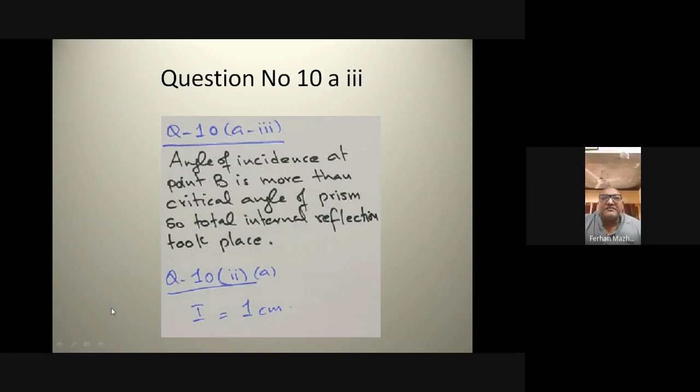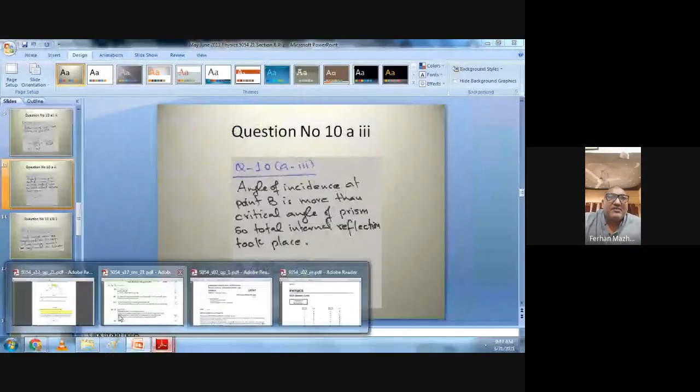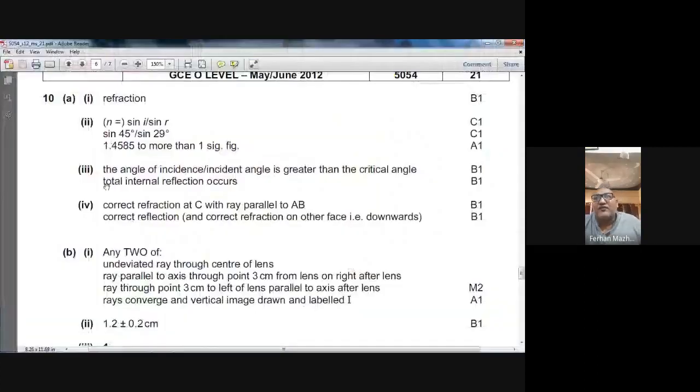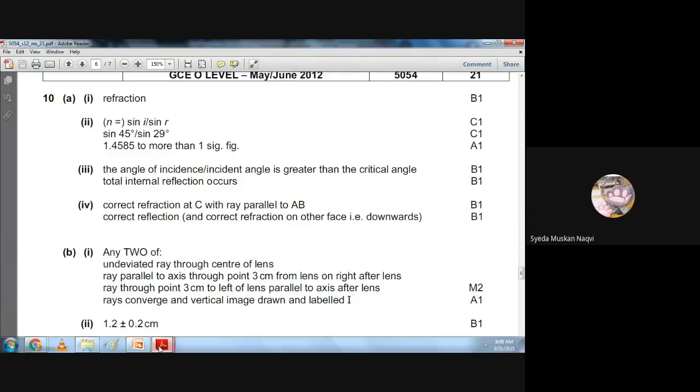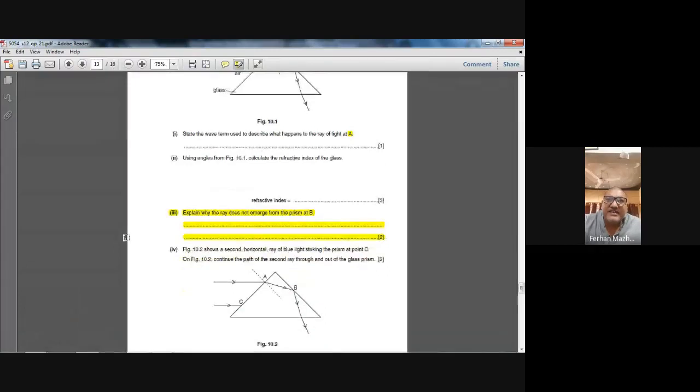Very simple. Let's check the marking scheme also. The marking scheme for the third part says the incident angle is greater than the critical angle, 1 mark for this, and the total internal reflection occurs, 1 mark for this. So, done, sir. Okay, hopefully this is clear to you.